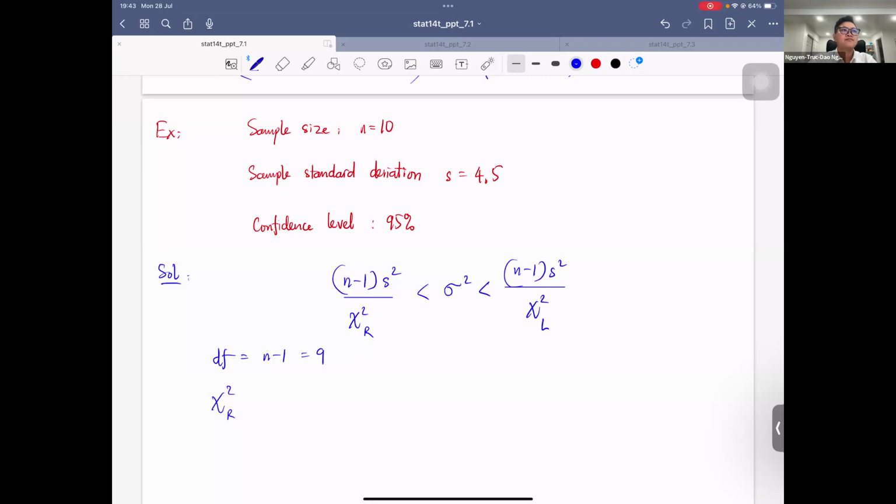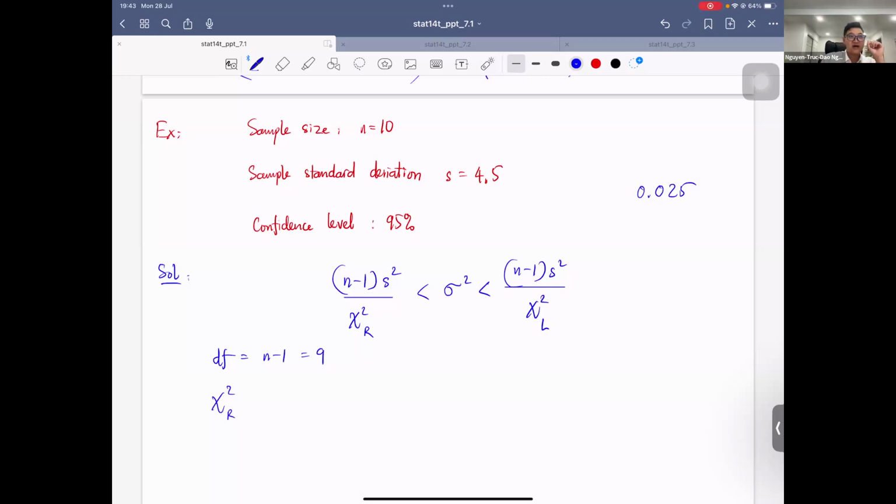Because the middle area, if we are building a 95% confidence interval, means the middle area is 95%, right? The two tails combined is 5%. So each tail we have 2.5%. Do you agree with me? So each tail, when you have 2.5%, that means you have 0.025. And the left critical value is where 2.5% is to the left of it.